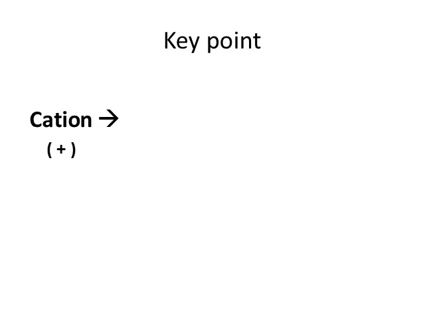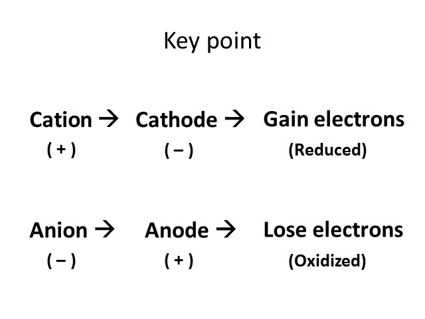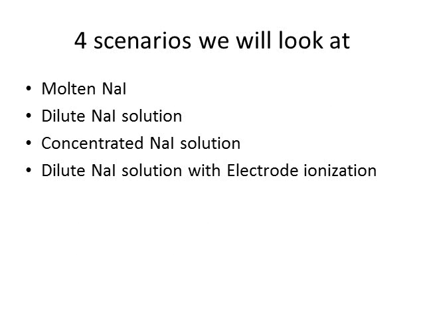The key point that you all need to remember is always: cation, positive, goes to the cathode, the negative electrode, to gain electrons and hence be reduced. Similarly, anion goes to the anode to lose electrons and be oxidized. There are four main scenarios that we'll be looking at today: molten NaI, dilute sodium iodide, concentrated sodium iodide, and with electrode participation. Let's go to the first.